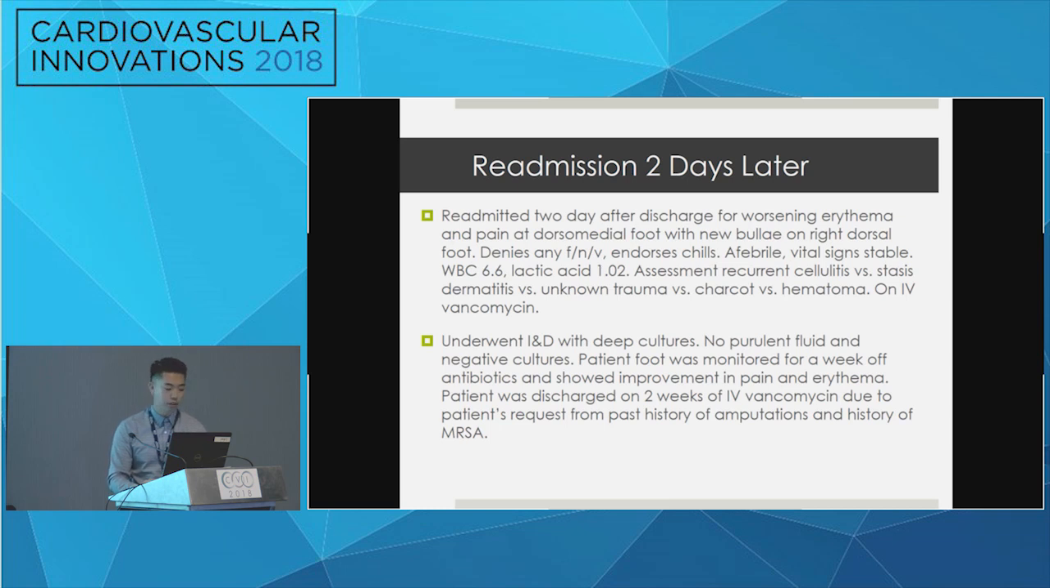So this time they took him back to do an I&D for more definitive cultures and deeper cultures. No purulent fluid, negative cultures. Again, due to this erythema and the negative cultures, they took him off antibiotics and monitored him for another week, and it improved. But this patient, due to his past history of multiple amputations, was really concerned about getting further amputations. He was really adamant about getting discharged home with IV vancomycin, otherwise he wouldn't go home. So, per the patient's request, infectious disease discharged the patient home with 2 weeks of IV vancomycin due to his past history of MRSA.